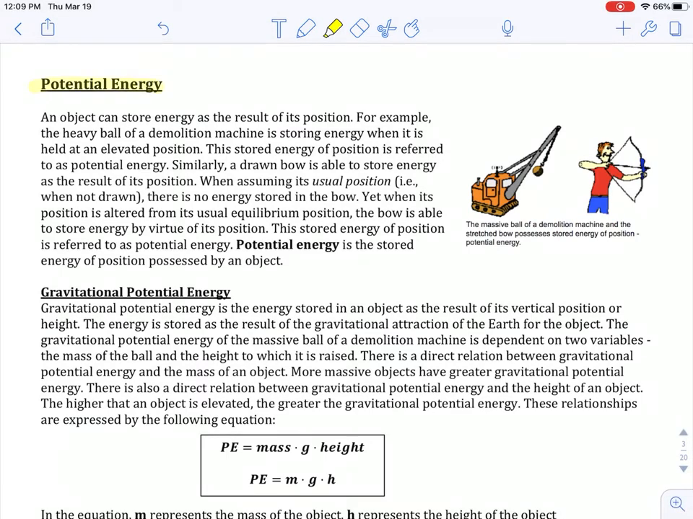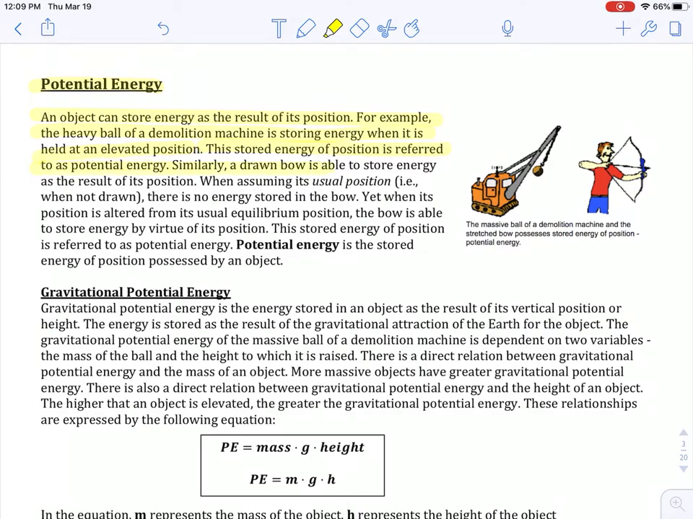Potential energy. An object can store energy as a result of its position. For example, the heavy ball of a demolition machine is storing energy when it is held at an elevated position. This stored energy of position is referred to as potential energy.